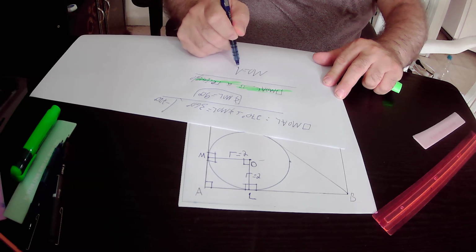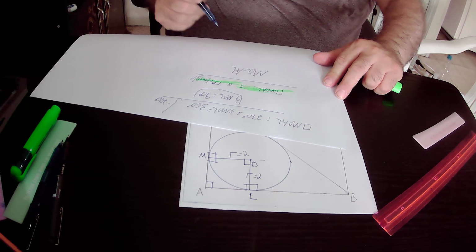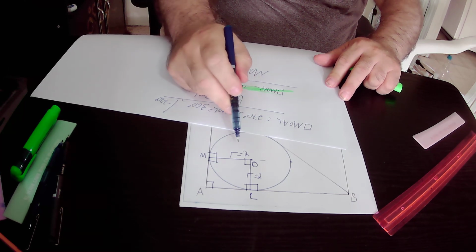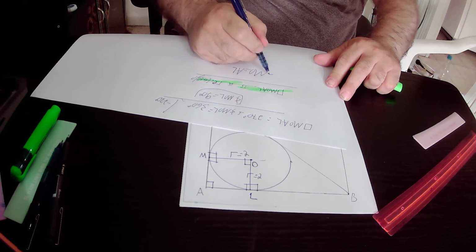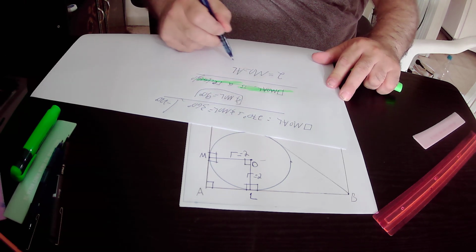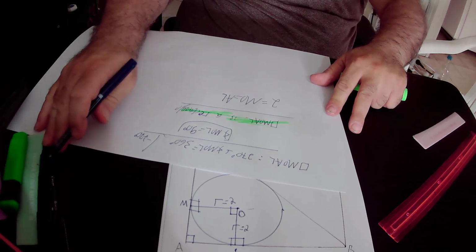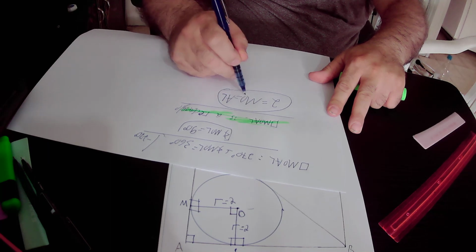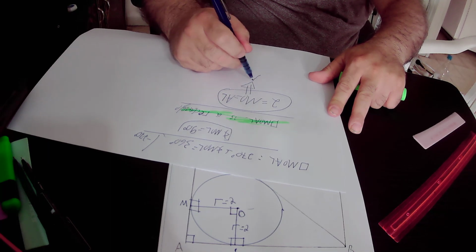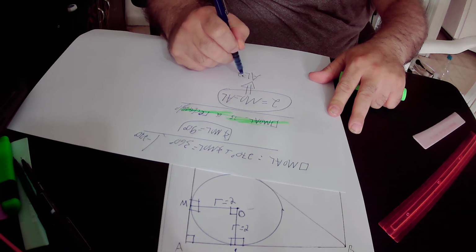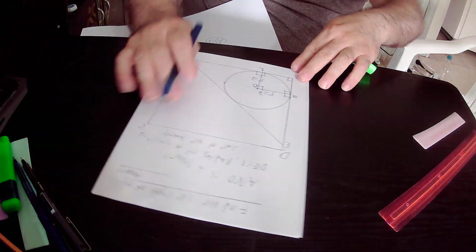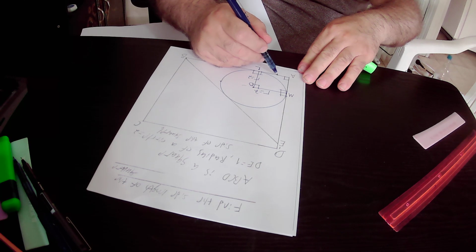MO equals AL in rectangle MOAL. But we have already found out that MO equals 2 units. It is the radius of the circle. So we can write here that MO equals 2. And from this equation, 2 equals MO equals AL, we will derive that AL is also equal to 2 units. So we can write here that AL equals 2 units.